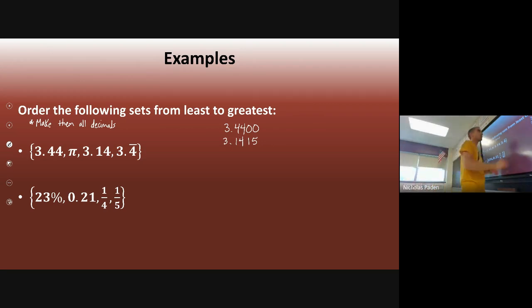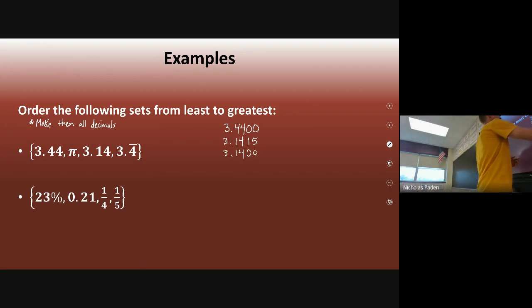Then we've just got 3.14. So if it's just 3.14, remember, it would just be zeros after that. So 0, 0. And then 3.4 repeating would be 3.4, so just a bunch of 4s after that, because the 4s never stop.